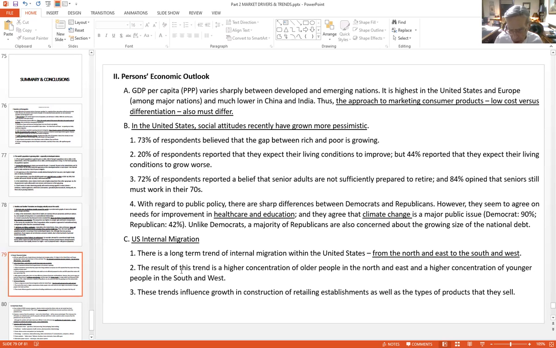So with regard to public policy, we noticed that both Democrats and Republicans seem to recognize that healthcare and education are high priorities, and they agree that climate change is a major public issue. So those are the three topics where we might expect some near-term legislative progress.